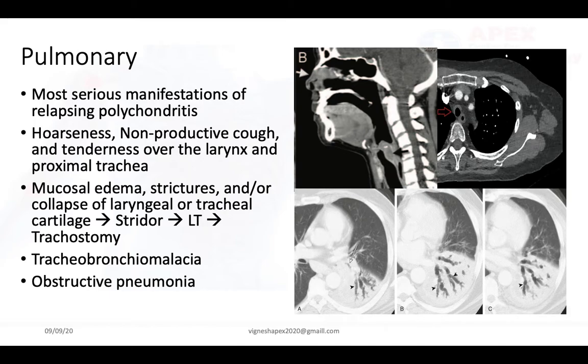Right. Now moving on to the next manifestation, which is your pulmonary manifestation. Pulmonary manifestation is going to be the life-threatening manifestation of relapsing polychondritis. See in this CT, you are able to see a saddle nose deformity. And here you are able to see the glottis undergoing edema, and edema is also seen in the subglottic region. This edema is because of inflammation of your vocal cord and the supporting cartilaginous system.